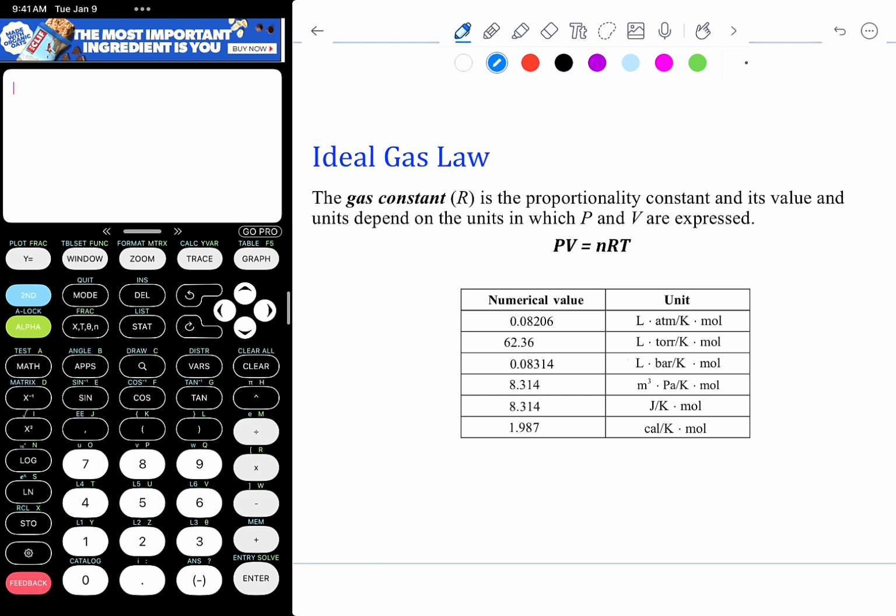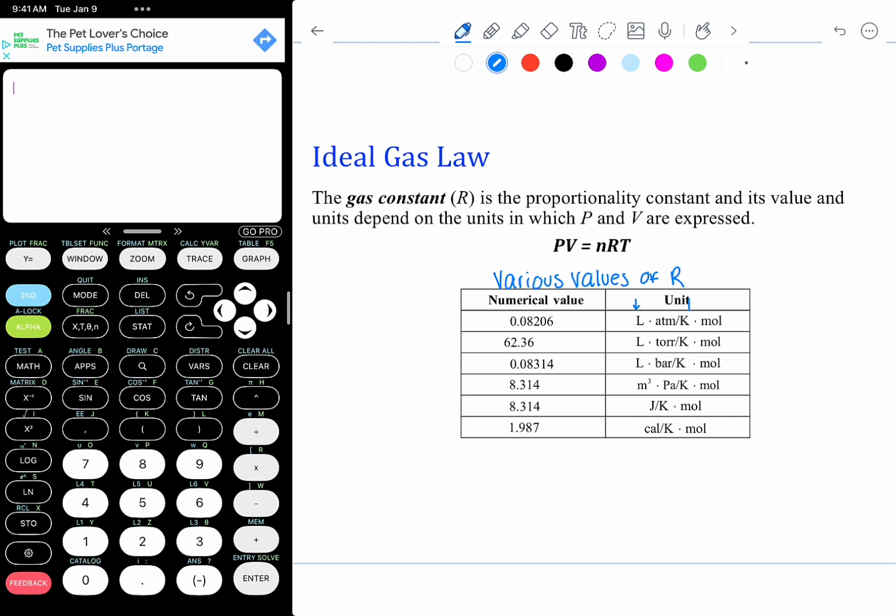So here are the various values of R. And you'll notice that their units for each value depend on the volume, the temperature, and the moles, but where they differ is in their pressure units. So we have some that are in atm, torr, bar, and pascals. So that means whatever unit the pressure is given in the problem, you have an R that can be used with that pressure.